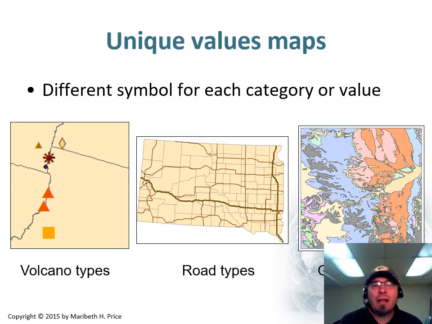Those make unique value maps. So on the left there, you'll see volcano types. So rather than just have all the volcanoes have a circle or maybe a triangle, we can symbolize each different type of volcano with a different symbol, and that would help people understand what's going on where. Same thing with road types. When you look at that, you can see the thicker lines probably represent roads that are more traveled than the thinner lines. So those thick lines on that map are interstates. And then for geology over on the right, different colors represent the different types of geology.